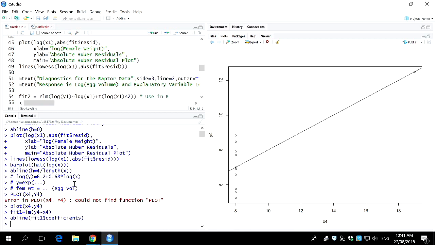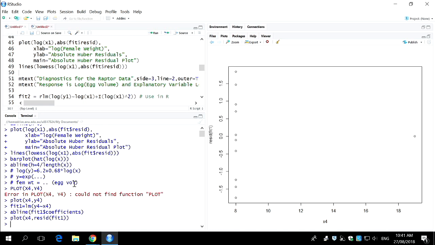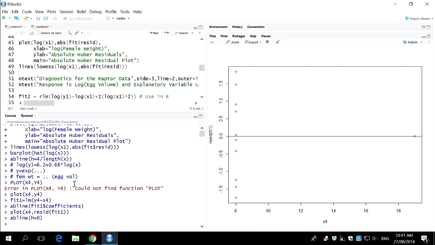So let's have a look at a plot of x4 versus the residuals for fit1. That's what my residual plot looks like. And I'm going to put a line, abline at h equals 0, like I would normally do in a residual plot. See how weird that looks? Now, I wanted to point something out to you. The point that has high influence is that one over there, right on the edge, okay? What's the residual for that point?